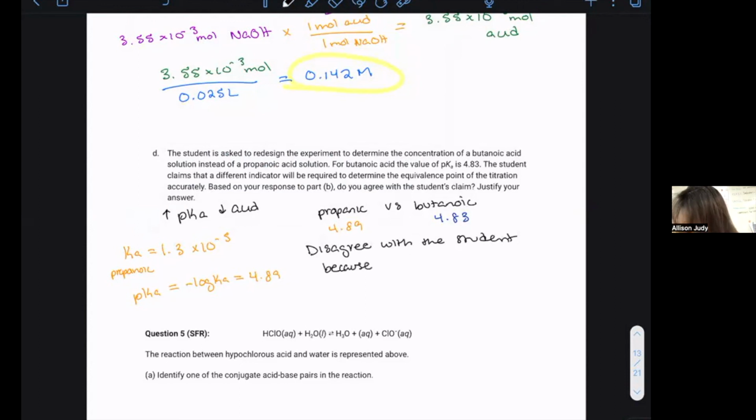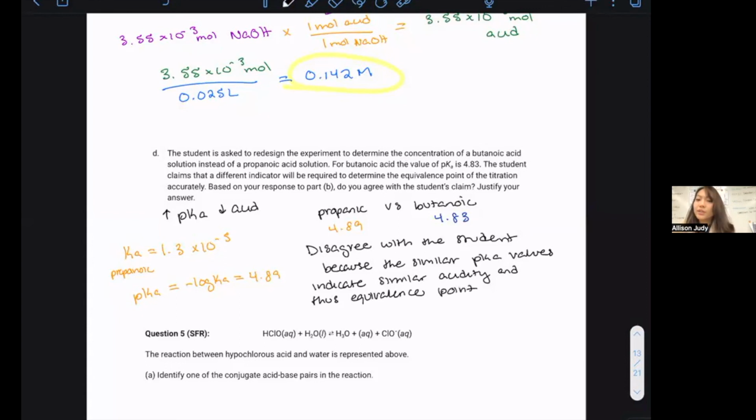Because these similar pKa values indicate similar acidity and thus equivalence point. Okay, especially if we're talking about a buffer range is between 2, right? A buffer range is always within a 2 logarithmic unit. And since these do not range farther than 2, you can safely say that the equivalence point is within the range of one buffer, or one, sorry, not buffer, indicator.